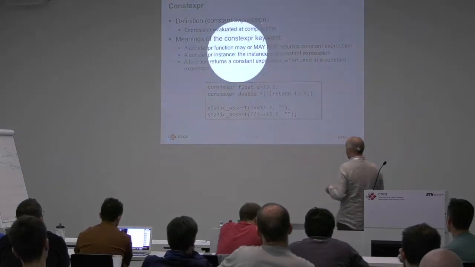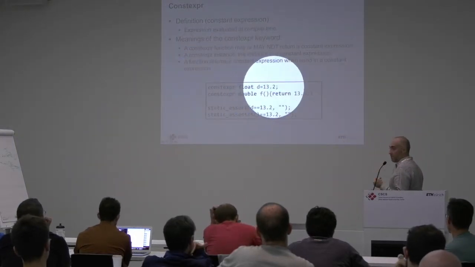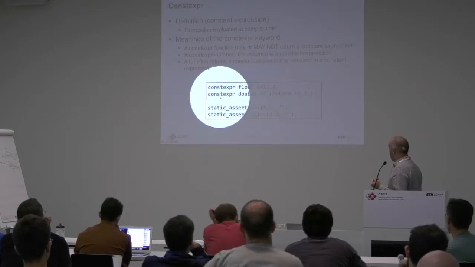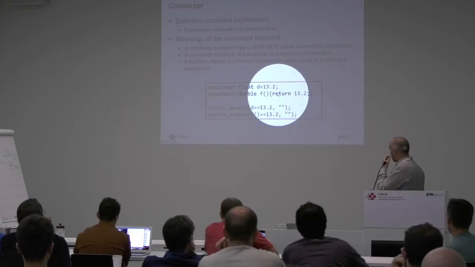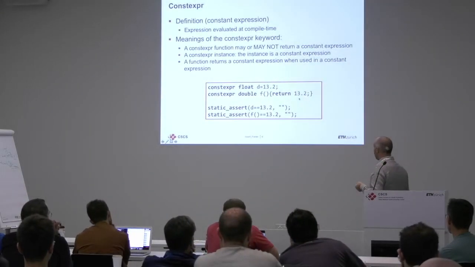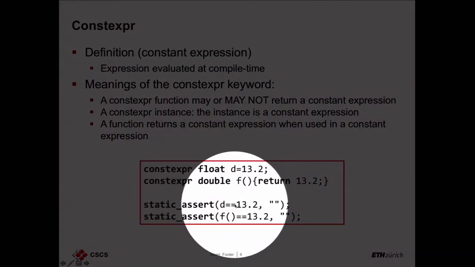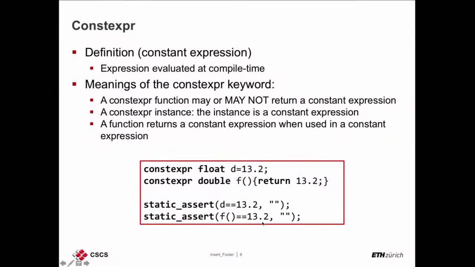So I can define my constexpr float variable d, and I put it to 13.2. I have a constexpr function that returns a double. And then I can simply do static_assert, d is equal to this, and f is also equal to d. When I evaluate the function, it will be evaluated at compile time.